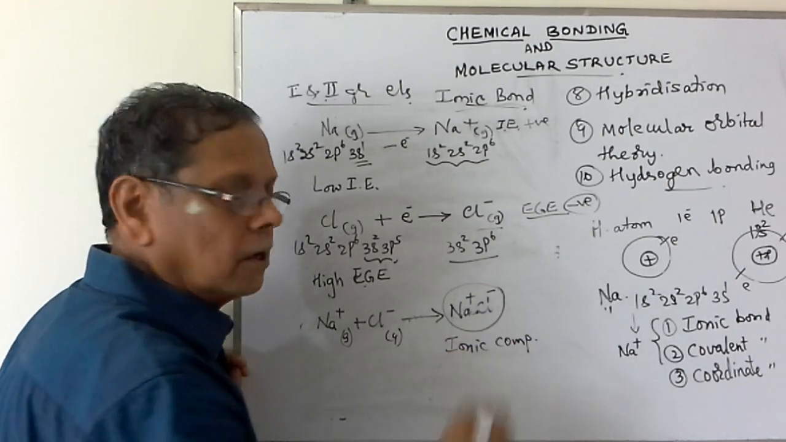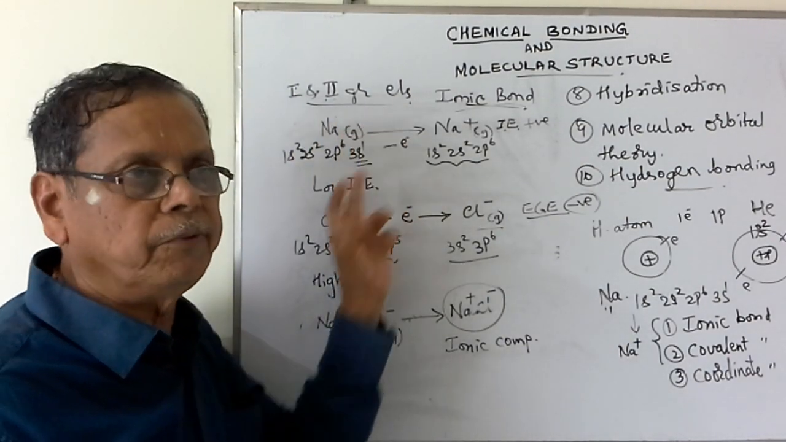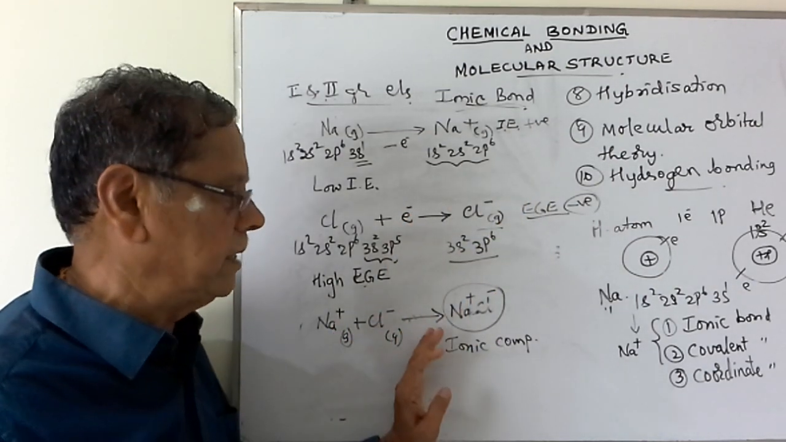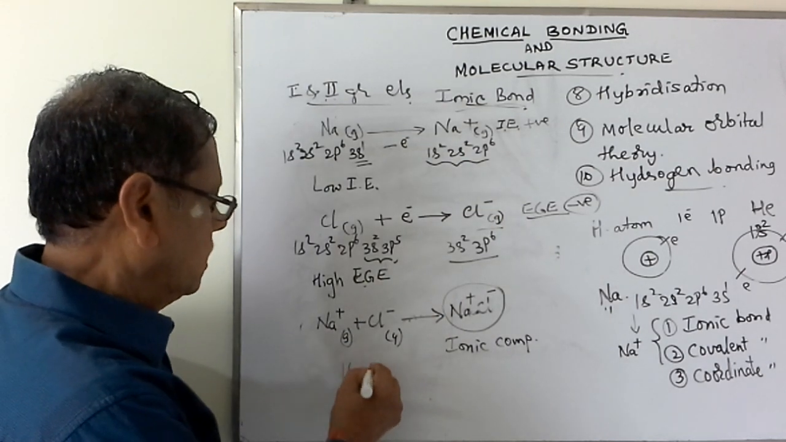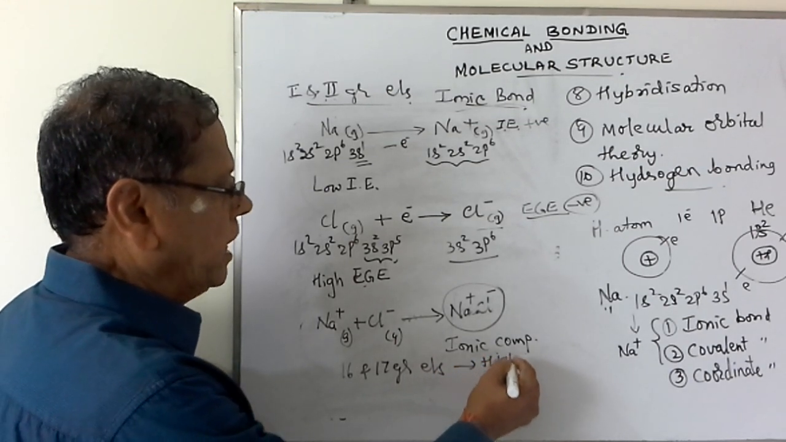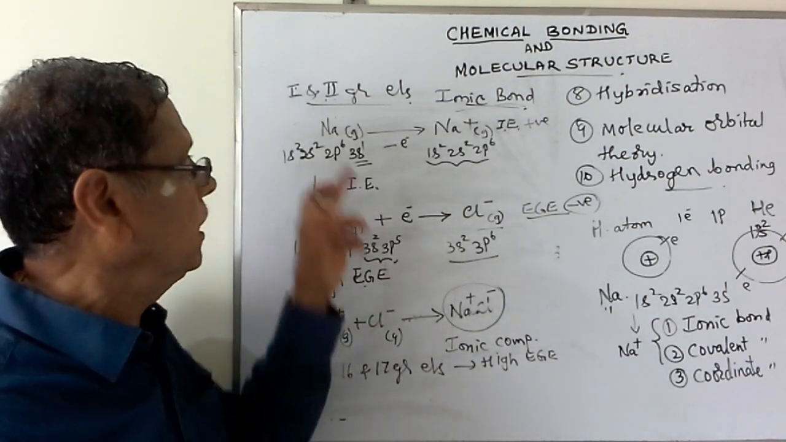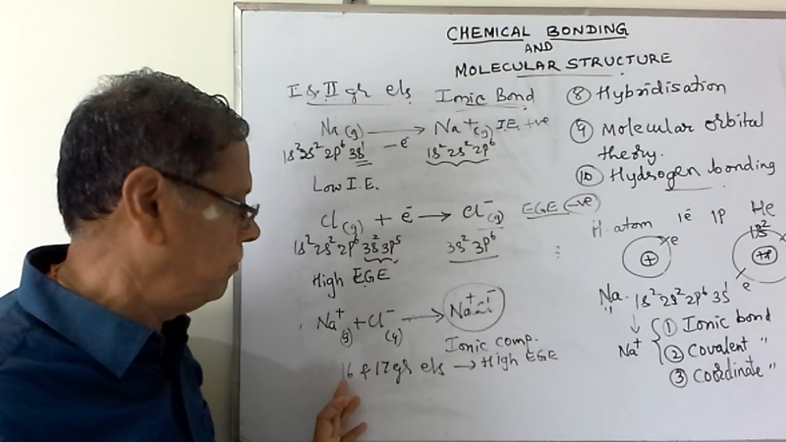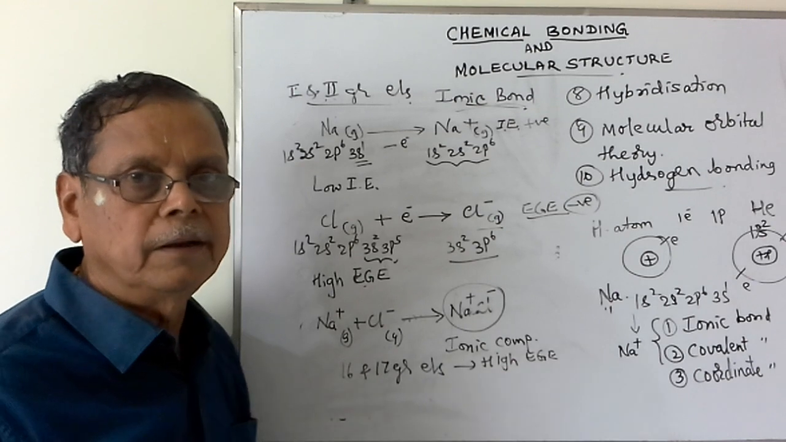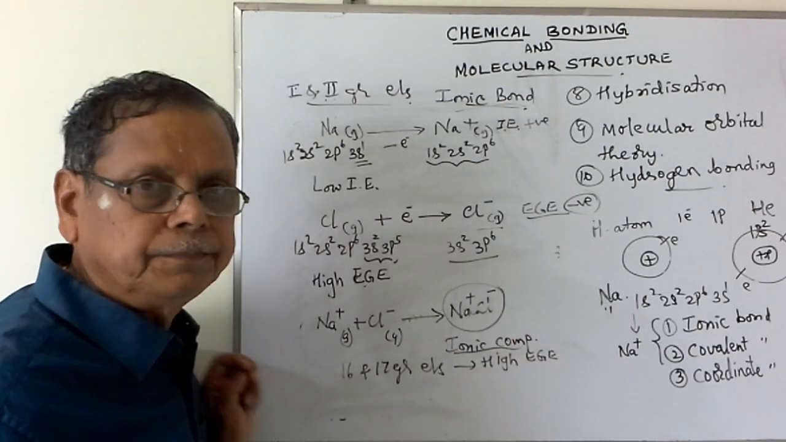In the periodic table, we know that first and second group elements have very low ionization energy, and 16th and 17th group elements possess high electron gain enthalpy. That's why the ionic bond is produced between the first and second group elements and the 16th and 17th group elements of the periodic table. Such molecules produced are named ionic compounds.